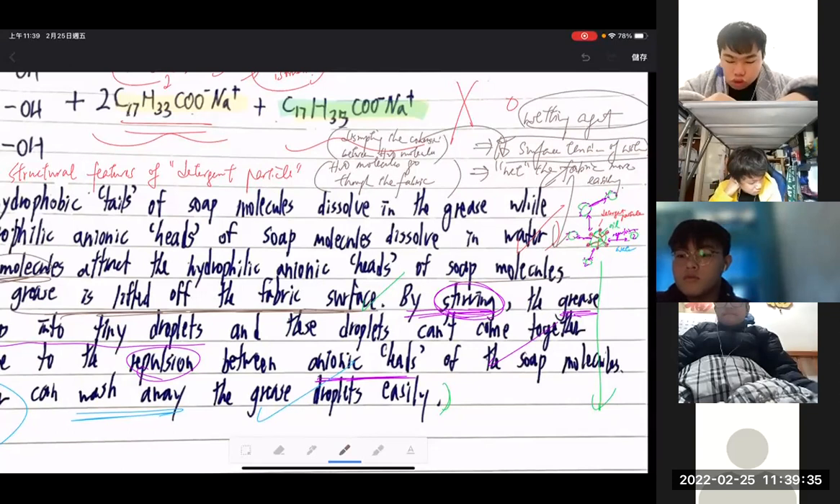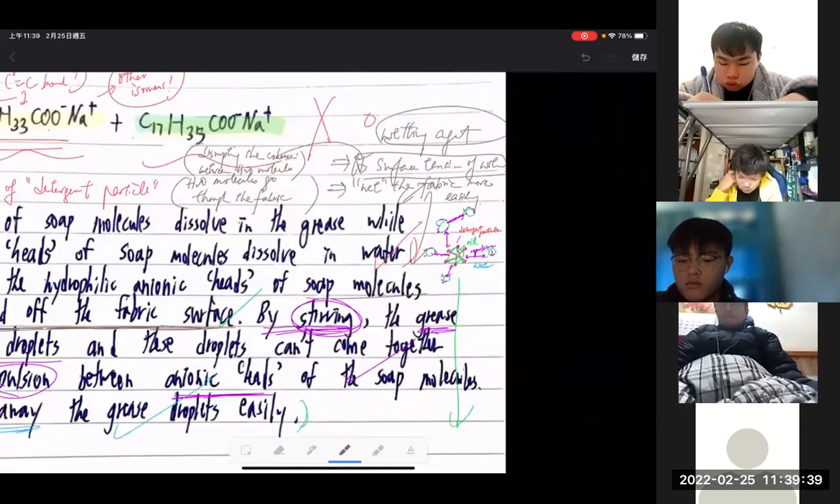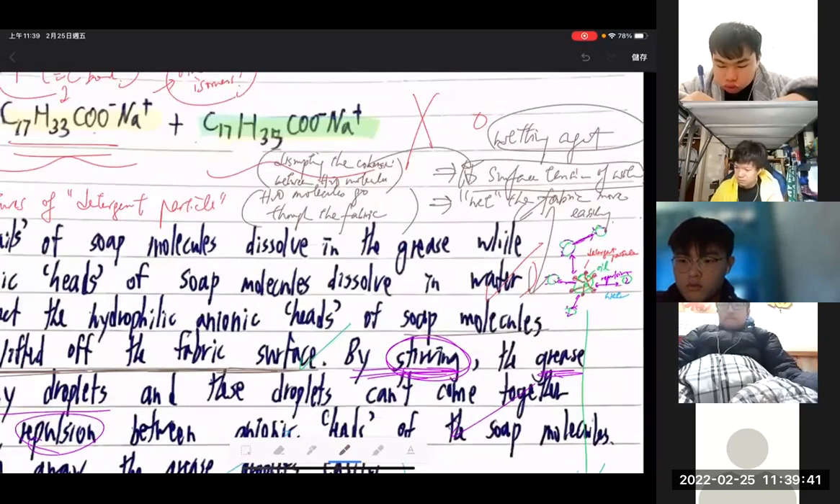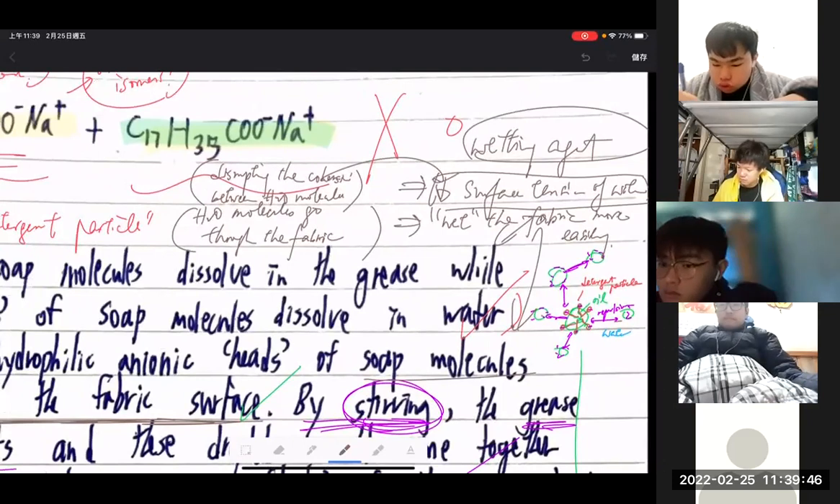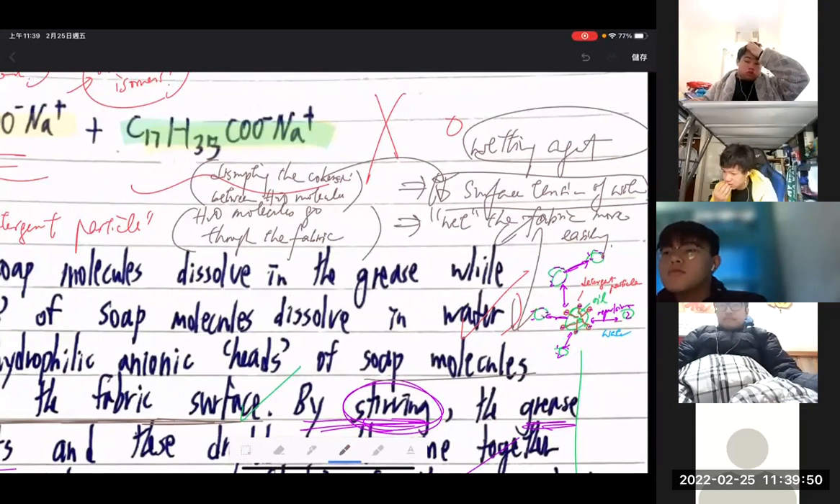You understand? So only by having this action, for the following steps, would it give a meaning? Would it give a meaning? Okay. Remember, the fabric should be wet such that it can help lift up the grease particle once I have got the detergent.